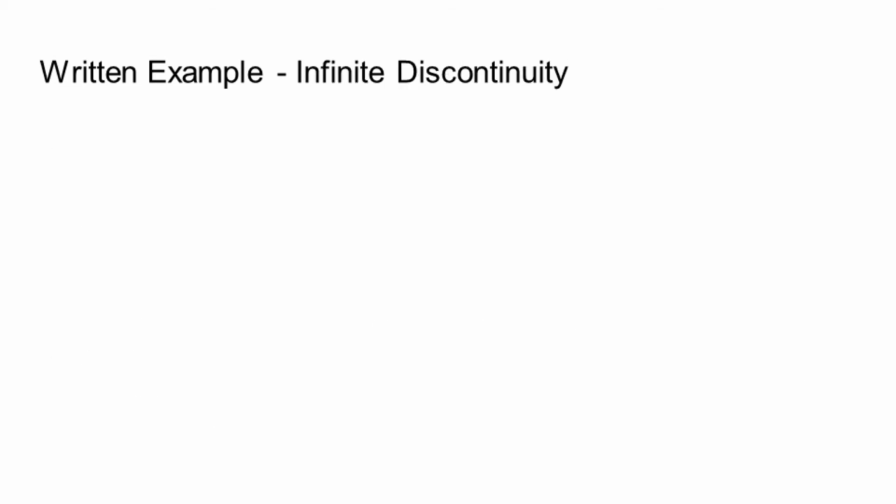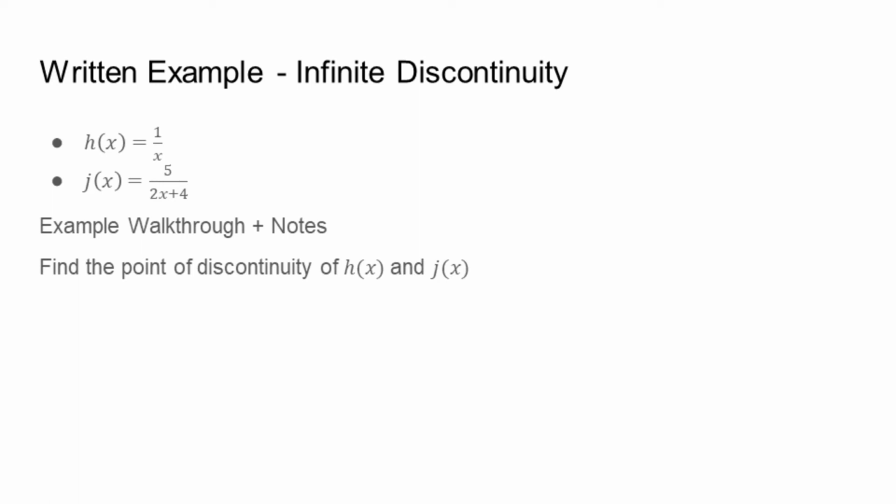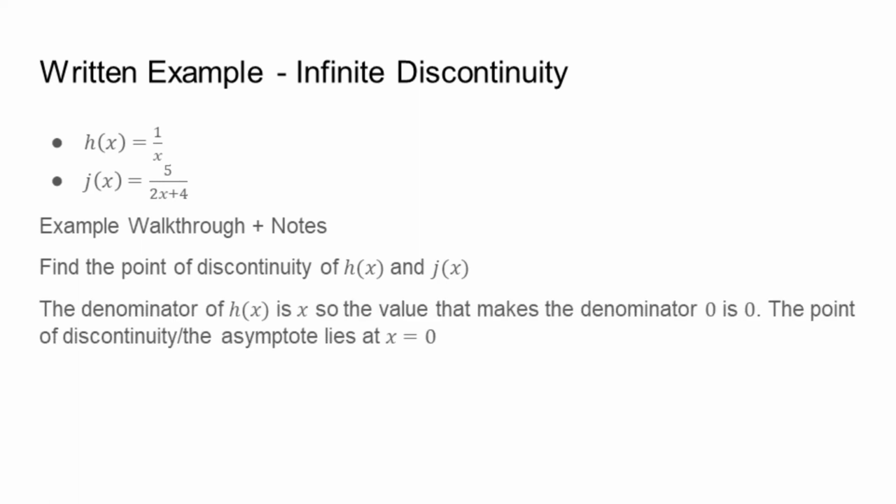Written example, infinite discontinuity. So we have h of x and j of x, and we're going to find the points of discontinuity for them. Since the denominator of h of x is x, the value that makes it 0 is 0, so the point of discontinuity / the asymptote lies at x equals 0.